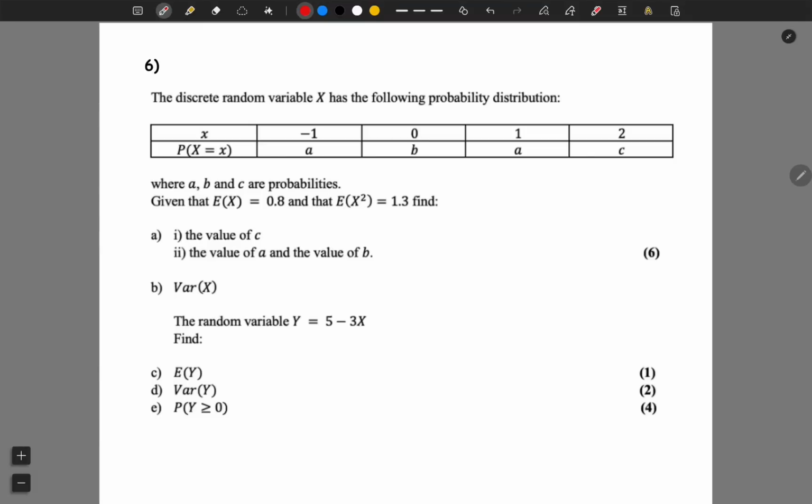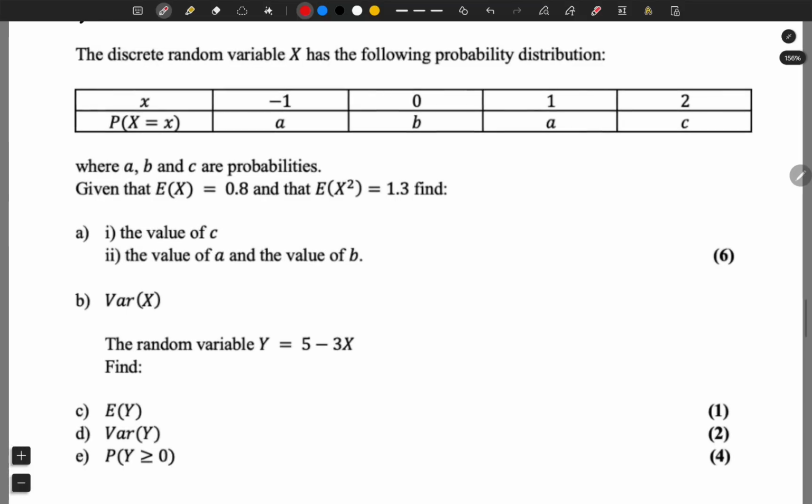Now moving on to question 6. The discrete random variable x has the following probability distribution. So the probability distribution table is given where A, B, and C are probabilities. Given that expected mean of x is equal to 0.8 and E(x squared) is 1.3. Now first of all, we need to find out the value of C and also the value of A and B.